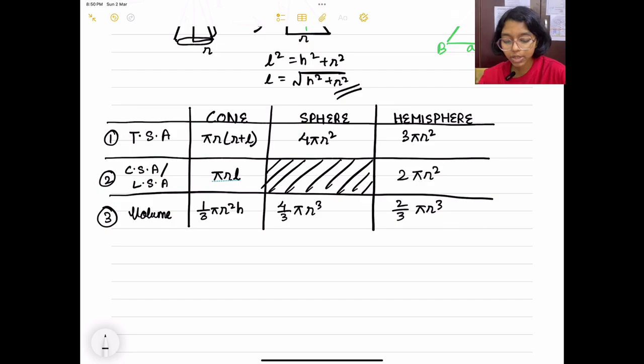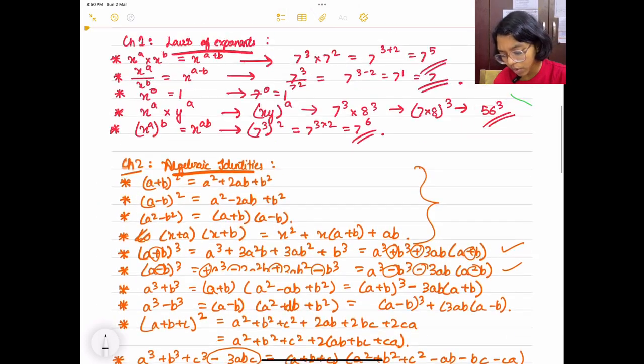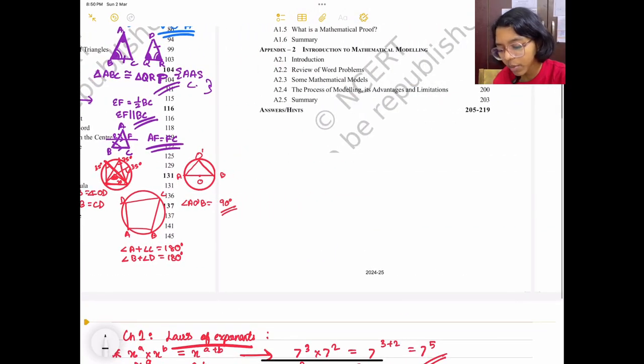Clear? This thing should be in your blood. You should be very thorough with this thing. So this was surface area and volumes. We just have one more thing left.